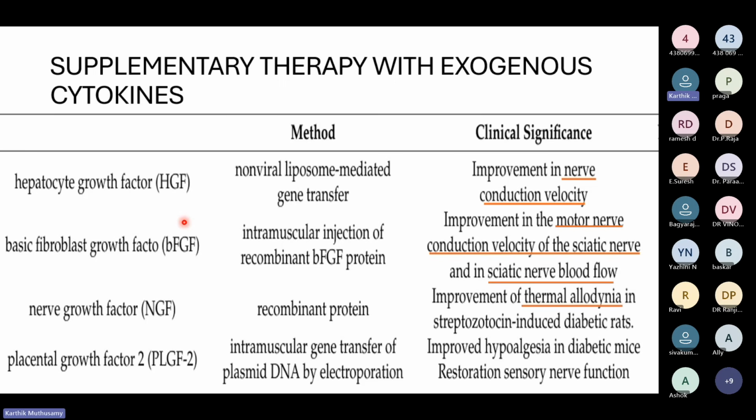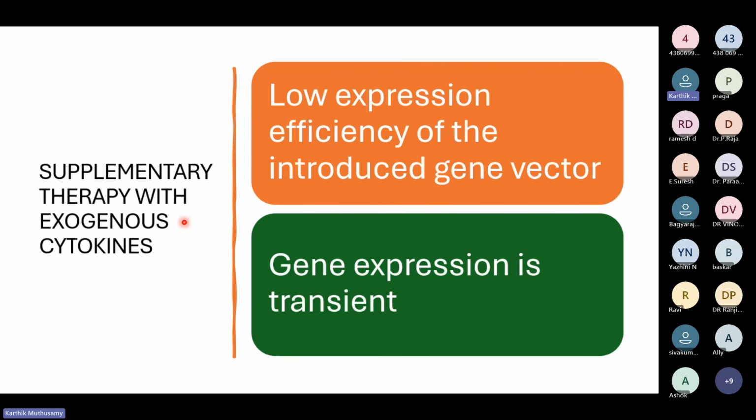In the last one, cytokine placental growth factor 2, delivered by intramuscular gene transfer of the plasmid DNA by electroporation method. It improves the hypoalgesia and restores sensory nerve function in diabetic mice. Disadvantages of supplemental therapy with exogenous cytokines is there is a low expression efficiency of the introduced gene vector. Hence, the therapeutic effect obtained is very minimal, and the gene expression is also very transient. So we cannot achieve a long-lasting effect.